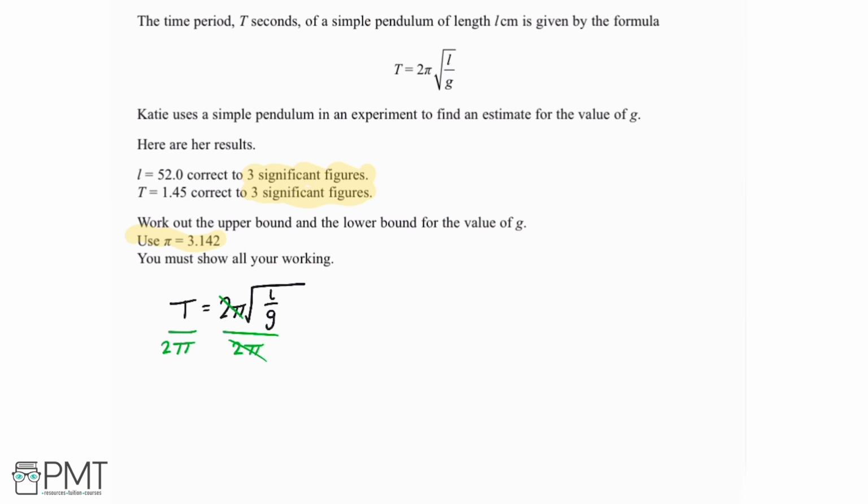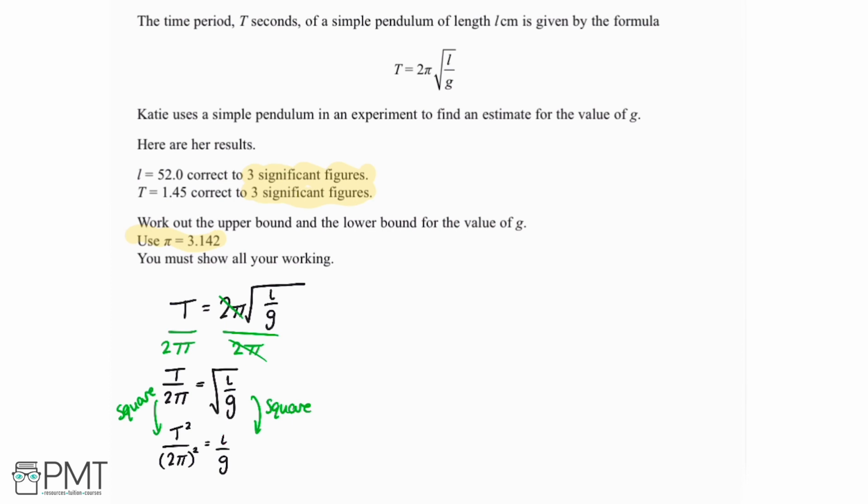So the 2 pi here and here cancel, leaving us with T over 2 pi, and that equals the square root of L over G. Now we want to get rid of the square root here, so I'm going to square both sides. On the left, if we're squaring a fraction, that essentially means we square the top of the fraction, the numerator, and also square the bottom, the denominator. So on the left-hand side, we're going to have T squared over 2 pi all squared. That's going to equal L over G. When we square something that's square rooted, that gives us what's inside the square root, so L over G.